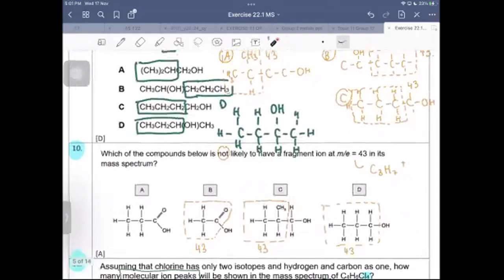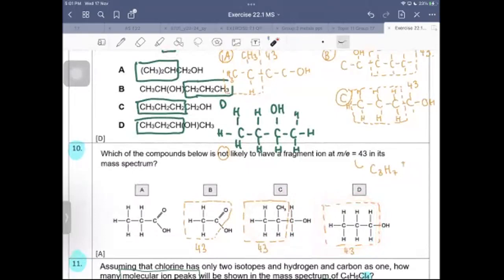Same thing: which of the compounds below is not likely to have a fragment at mass to charge ratio of 43? Again, 43 is the typical mass to charge ratio for the fragment C3H7 plus, or anything that's related to it, okay? So C and D, you can see that's your C3H7 fragment. D is that, okay, that is possible, C single bond O. You have a C3H7 plus as well.